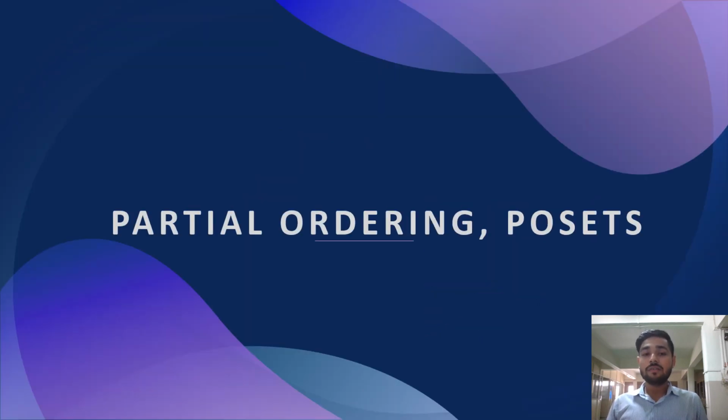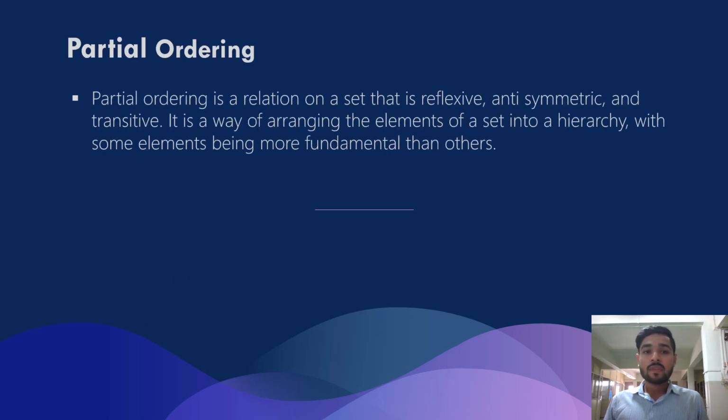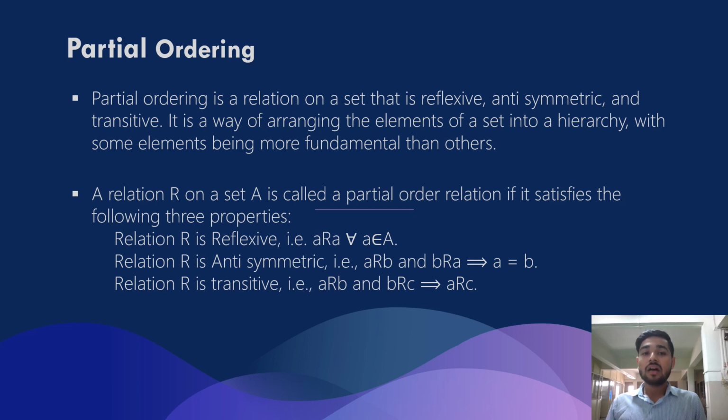In this video, I will explain partial order sets, posets. The partial ordering is a relation on the set that is reflexive, antisymmetric, and transitive. It is a way of arranging the elements of a set into a hierarchy with some elements being more fundamental than others. A relation R on a set A is called a partial order relation if it satisfies the following properties: R is reflexive, antisymmetric, and transitive.